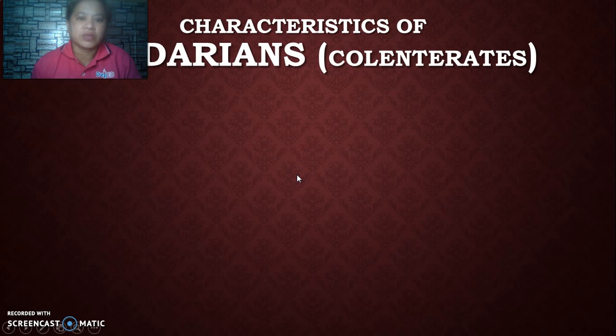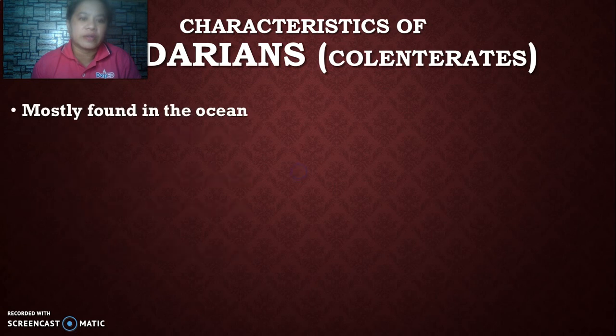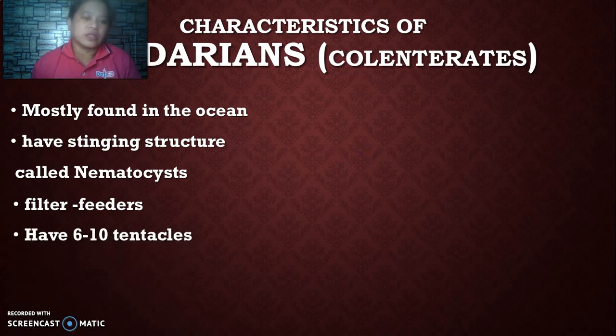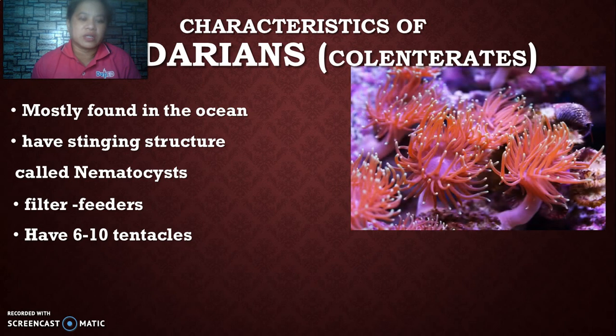Second are the characteristics of Cnidarians or Coelenterates. Mostly found in the ocean. They have stinging structures called nematocysts or nematocytes. They are also filter feeders. They have 6 to 10 tentacles. An example of this is the sea anemone.